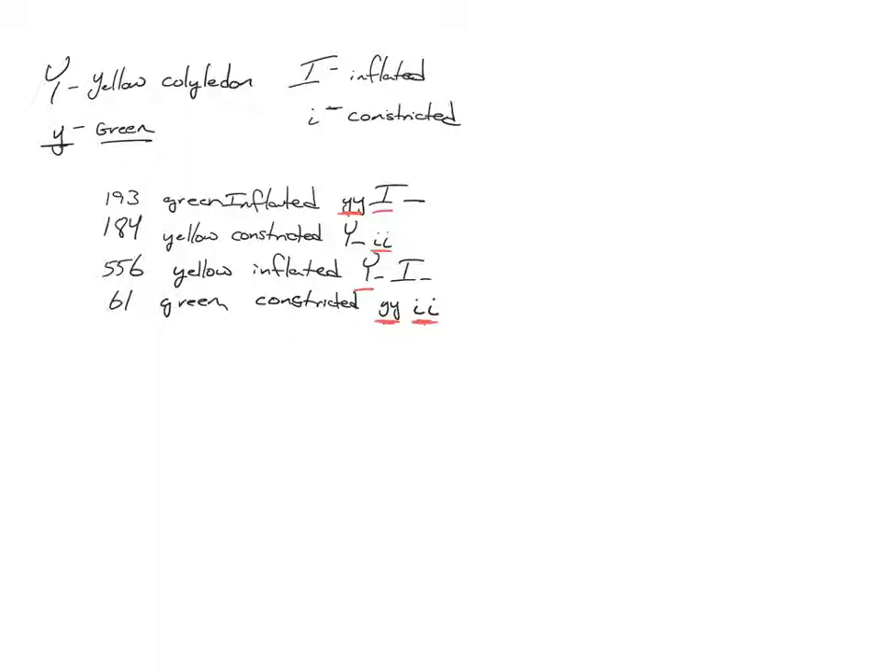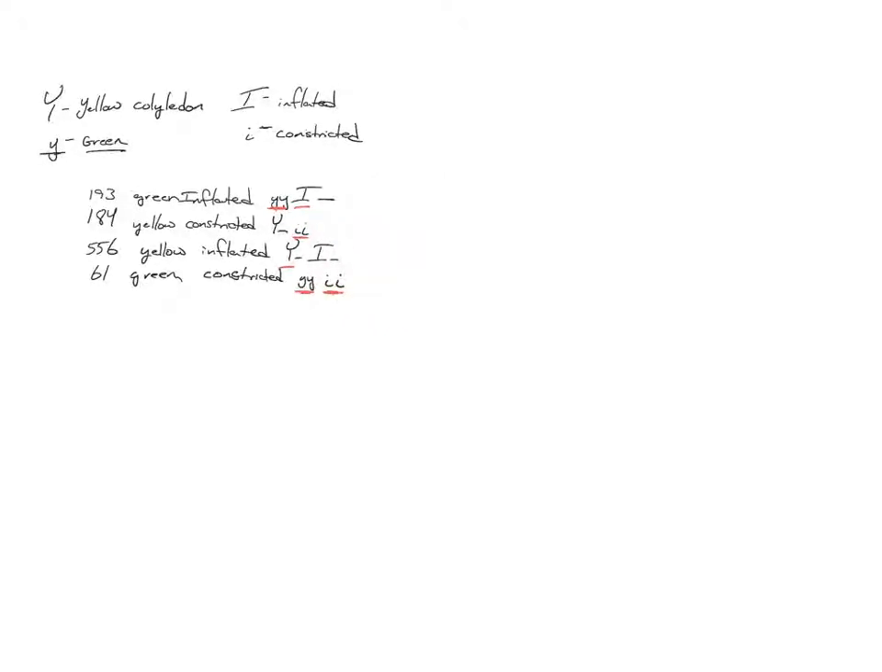So we have this down. This is our genotype. These are our phenotypes. Now, the question: are these independently assorting? If they were independently assorting, what ratio would we expect? 9 to 3 to 3 to 1. We'd expect 9 of the double dominants, 9 out of 16. Of the yellow constricted, we'd expect 3 out of 16.